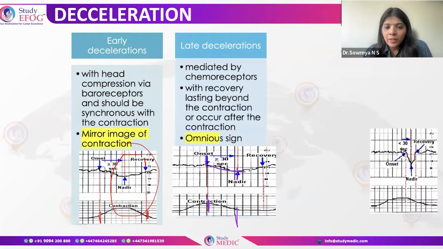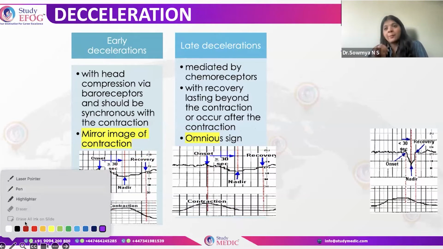So you can see the deceleration is here and the contraction is here. It is called late because it is later than the contraction. And it is an ominous sign. It is really not good to have, because it is mediated by chemoreceptors, so it is not a good sign to have late decelerations.